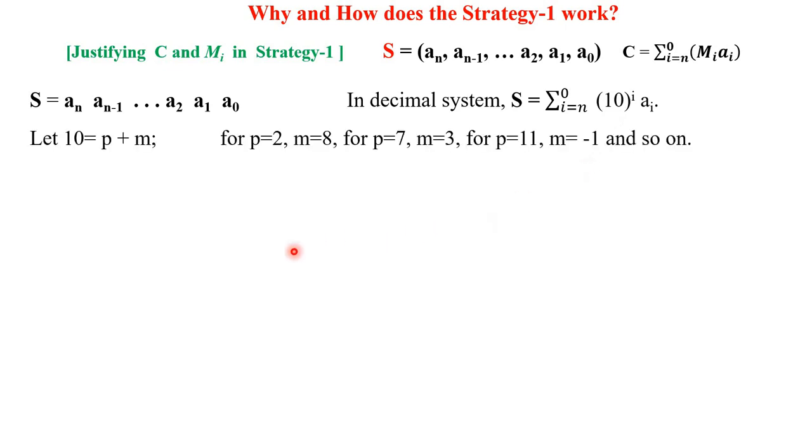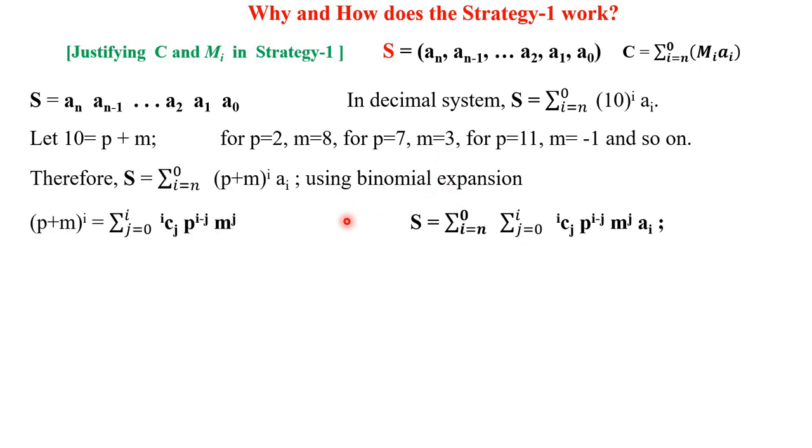Now the trick is that let us take 10 as P plus M. P is the prime, a constant prime. For example, if P is 2, then M is 8; if P is 7, M is 3, and so on. Now we can write S as the sum of 10 to the power I times A_I, and 10 is P plus M. So we can write S as the sum of (P plus M) to the power I times A_I. Now you can use your mathematical preliminary knowledge: that is binomial expansion, for (P plus M) to the power I.